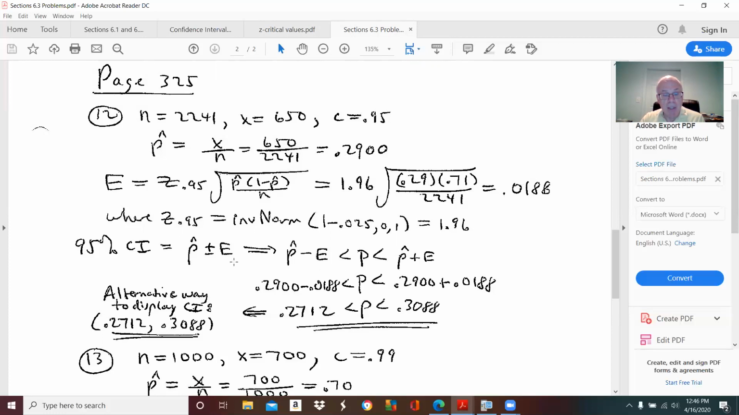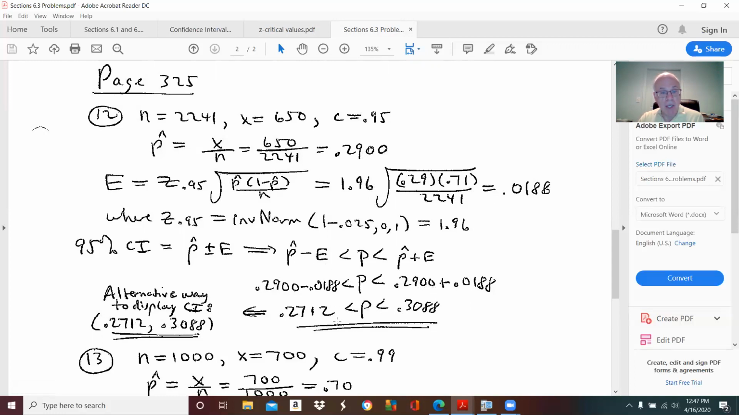And then we add and subtract it from our p hat, 0.29. So on the left of the interval, it's p hat minus e. On the right, it's p hat plus e. On the left, it's 0.29 minus 0.0188. On the right, it's 0.29 plus 0.0188. And we end up with this confidence interval. And we can write it this way also.